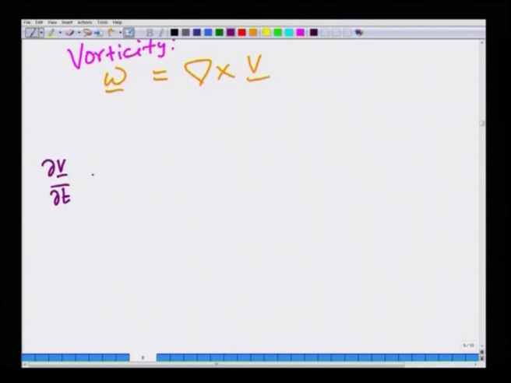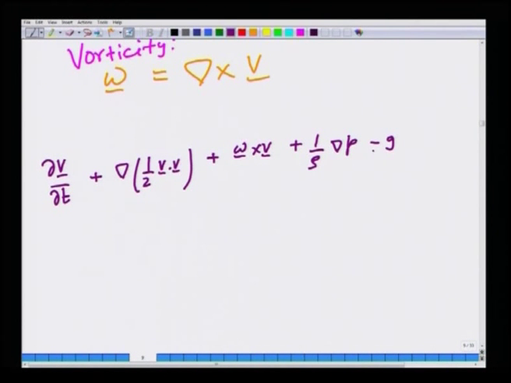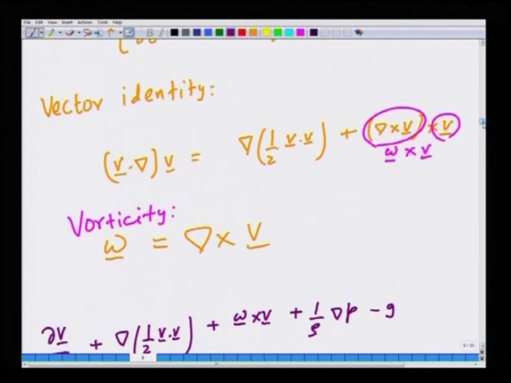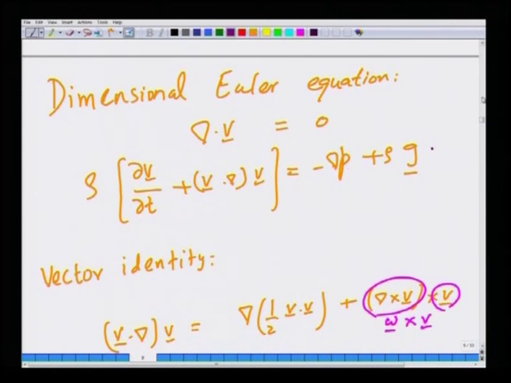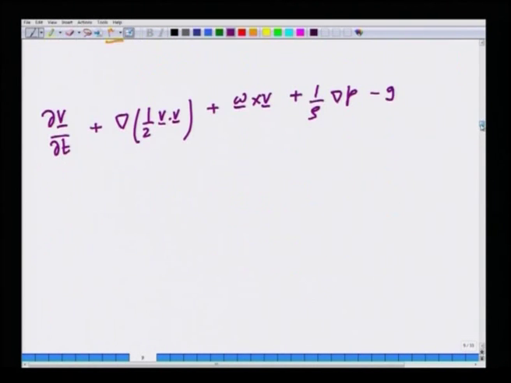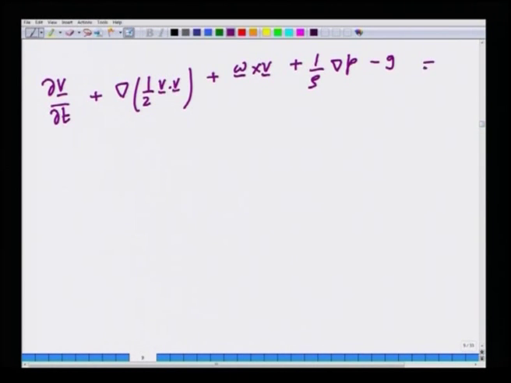plus del of half V dot V plus vorticity cross V plus 1 by rho grad P minus G. Now, I am dividing the entire equation by rho, so that I get just a rho and del P by rho, and this rho will cancel out, minus G is 0. This is the Euler equation rewritten using the vector identity.